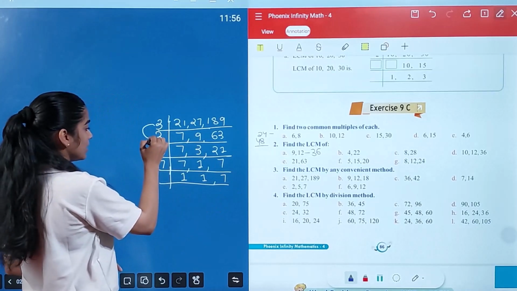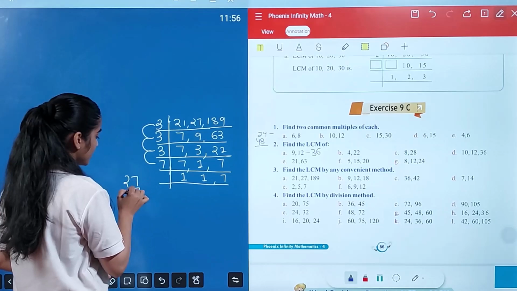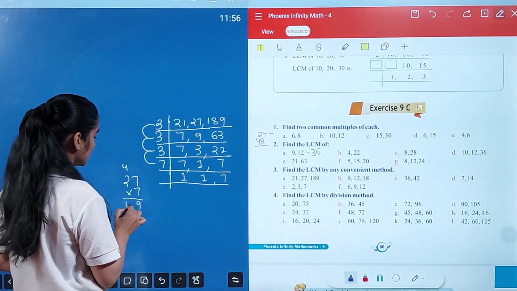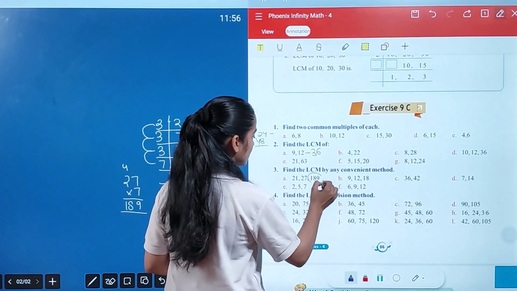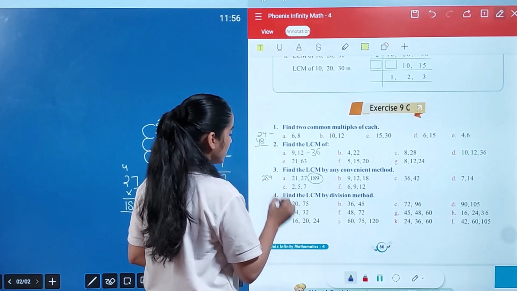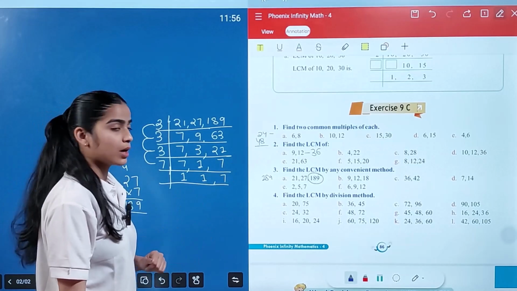3 3s are 9, 9 3s are 27, 27 7s are 189. Your answer will be 189. This is your LCM, 189. In the same way, you have to find the answer of the rest of the parts you have in question number 3.